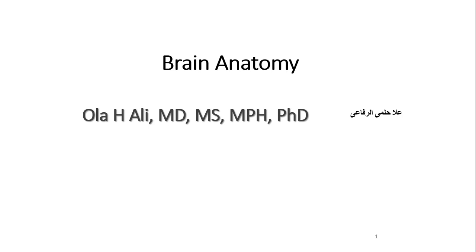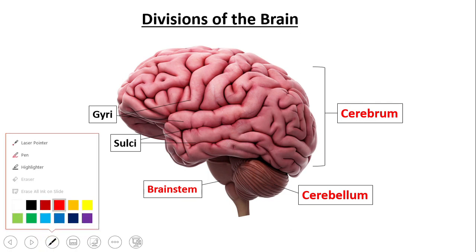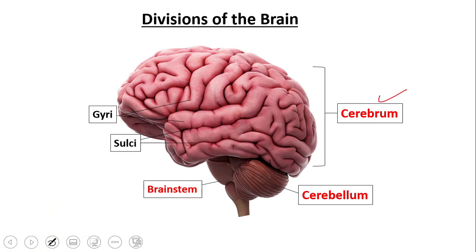In this video, I'll discuss the brain anatomy briefly. So there are three important divisions of our brain. The cerebrum, which is the largest division. The cerebellum, it means a small cerebrum. And the brain stem. The brain stem continues down to change its name into the spinal cord as it exits through foramen magnum of the skull.